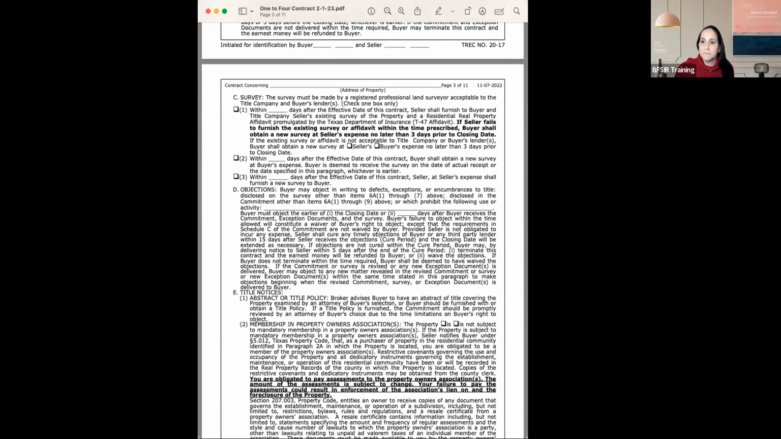Okay, survey. This survey must be made by a registered professional land surveyor. Then you have to check the box: does the seller have an existing survey and can they furnish it with an affidavit? Or is the buyer going to get a new survey? Or is the seller going to get a new survey? Like, who's paying for it?